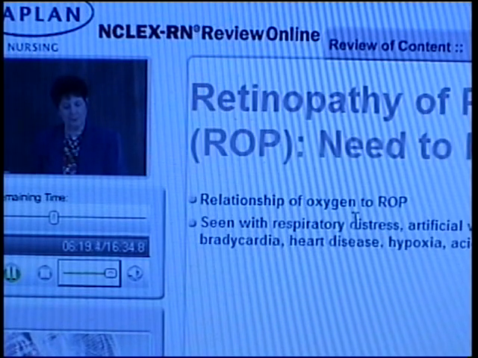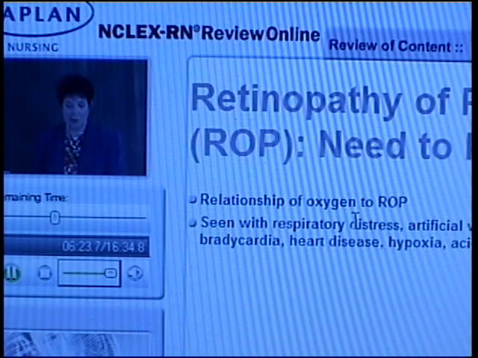Another disorder of the eye is retinopathy of prematurity, or ROP. Essentially, this is where there are immature blood vessels in the retina of a newborn. They constrict and become necrotic. There's injury to the developing capillaries.